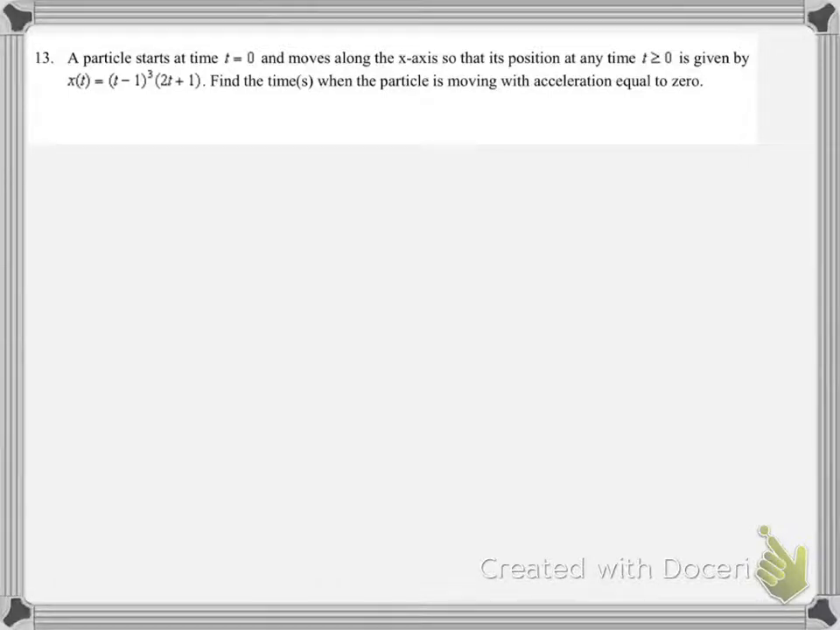So in this problem, you've been given position, and you've been asked for the time or times when the particle is moving with acceleration equal to 0. So that means if I want acceleration, I need x double prime, which is the same as acceleration. But also, they told me the particle is moving. Why did they tell me that? Everything in AP questions means something, and in this case, if something's moving, its velocity cannot be 0. So those are a couple things that we need to think about.